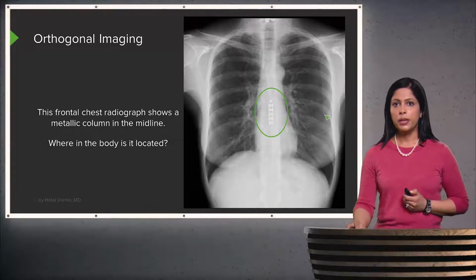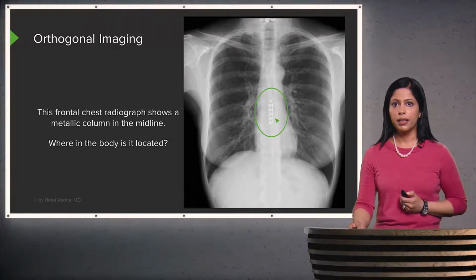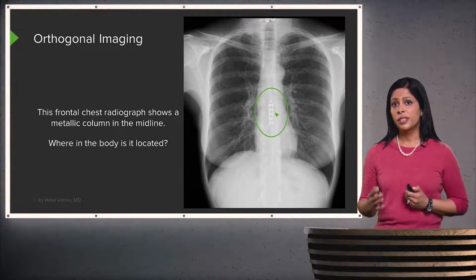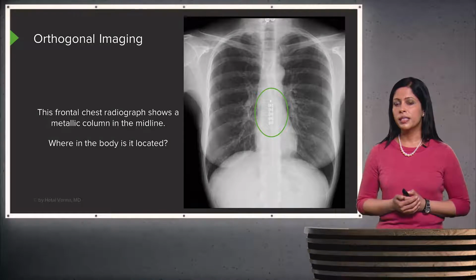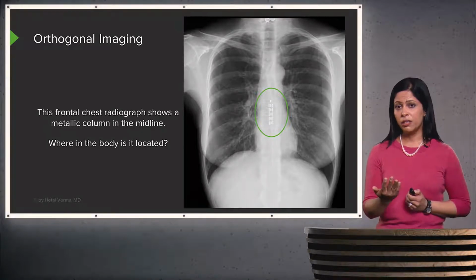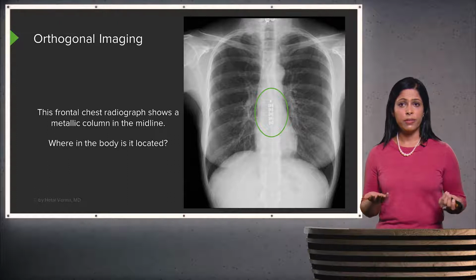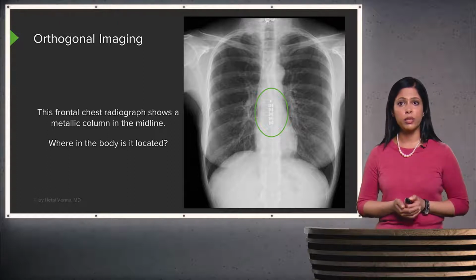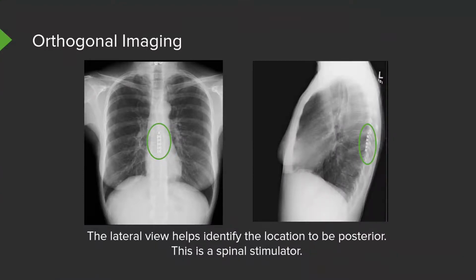Here we see what appears to be a metallic column within the midline of the chest on this single 2D frontal view. So where in the body is this located? Is this anterior to the heart, or is this posterior to the heart? It's actually very difficult or impossible to say just based on this single 2D image. So what we need is a lateral image to show us the exact position. These two images together will tell us exactly where this object is located. So it helps us identify that this object is located posteriorly, and this is actually a spinal stimulator. So it's very important whenever you do any kind of plain film imaging to do at least two different views whenever possible.